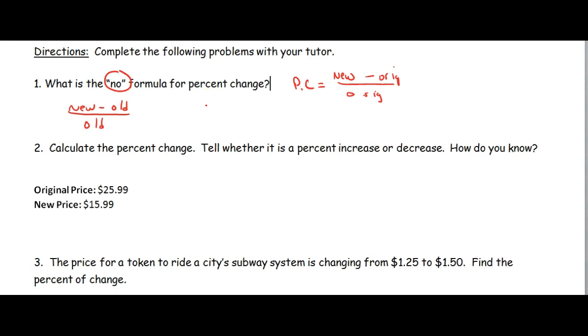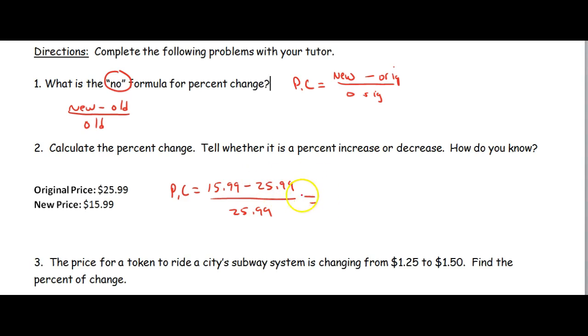So in this case, in example 2, our original price was $25.99 and the new price is $15.99. So right away we know we're going to have a percent decrease. Now, to find the percent change, we do 15.99, which is the new, minus the original, 25.99, and divide by the original price, 25.99. Right away we end up with a negative here, and what that negative stands for is a percent decrease.